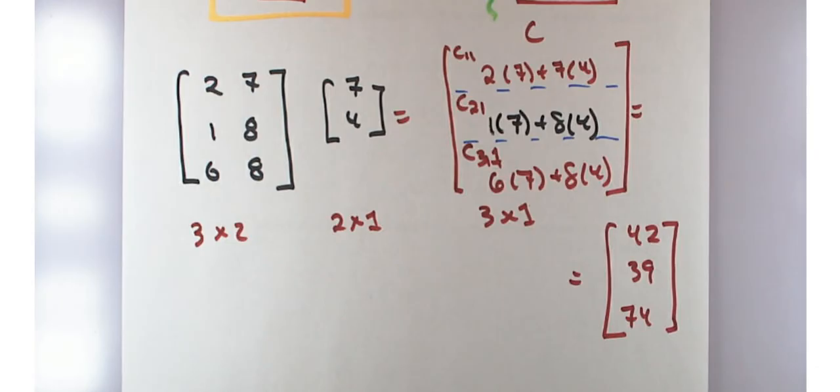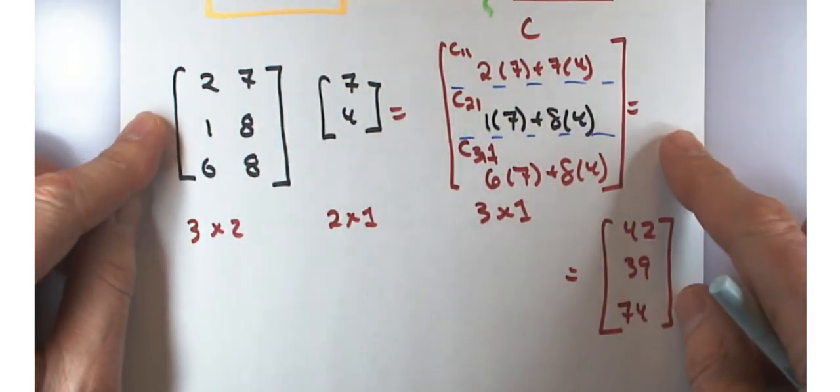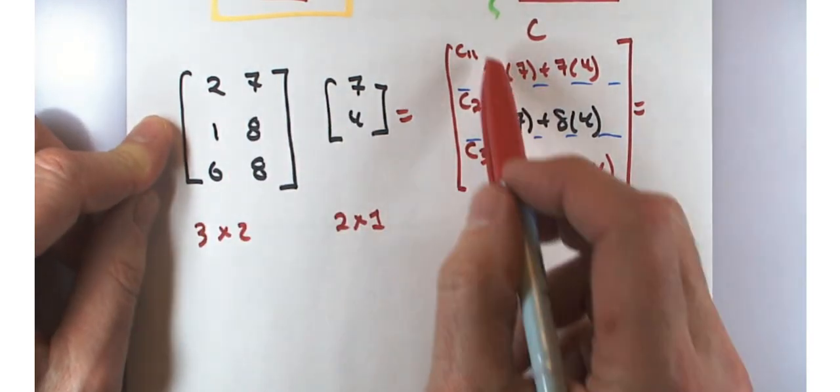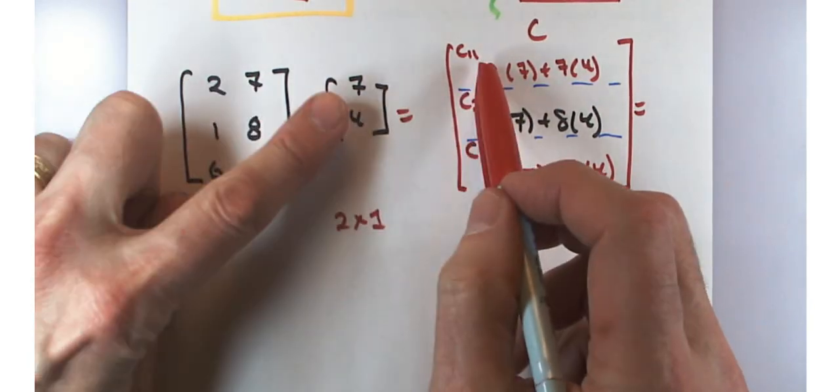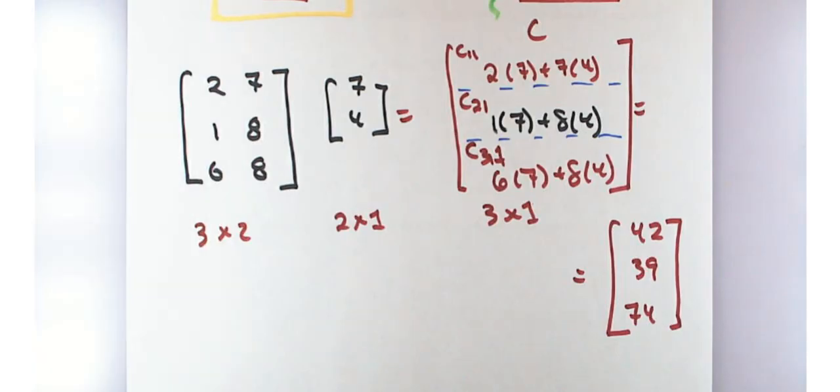But are we okay with this first one? Is there something more that I can do? I always just put these here to remind myself what row and what column you're using to get this product.